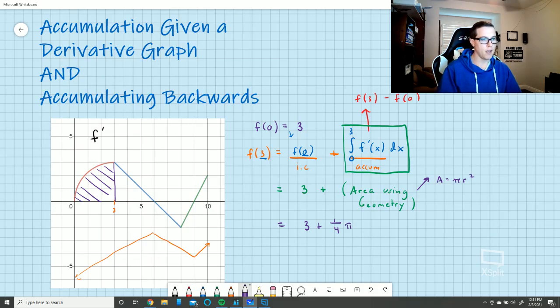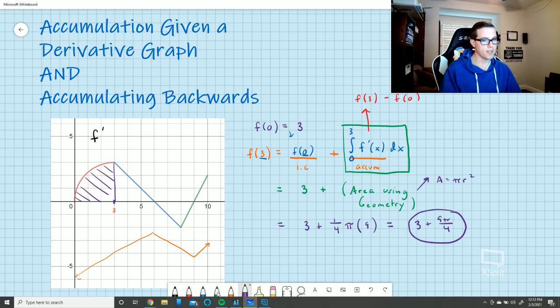So pi, and in this case, what is the radius? It's the distance from the center out. It's 3. So in this case, it would be 9. And yes, I will take this answer: 3 plus 9 pi over 4. That is f of 3.